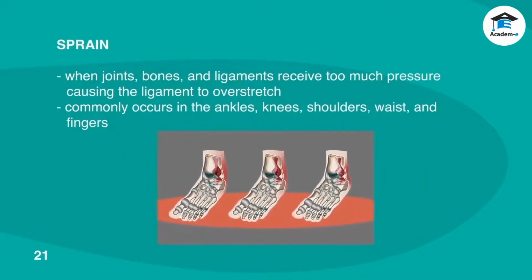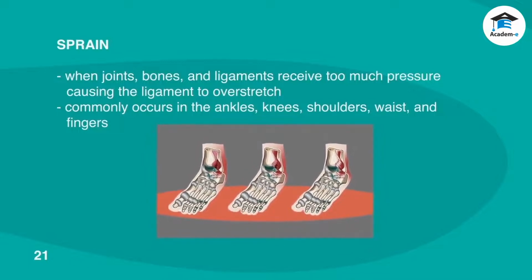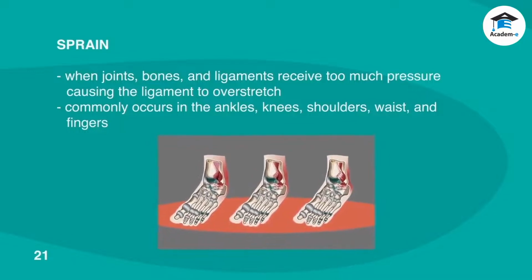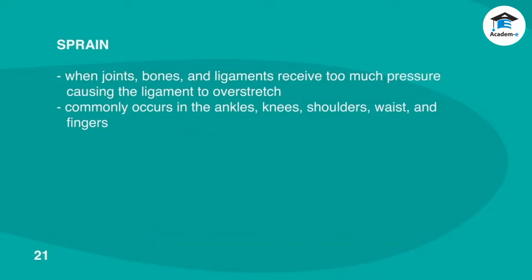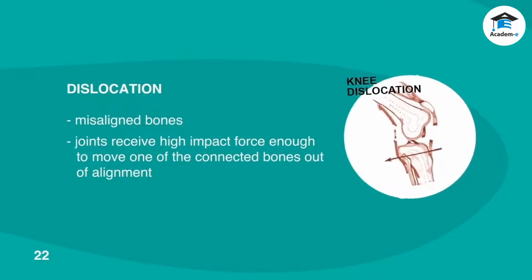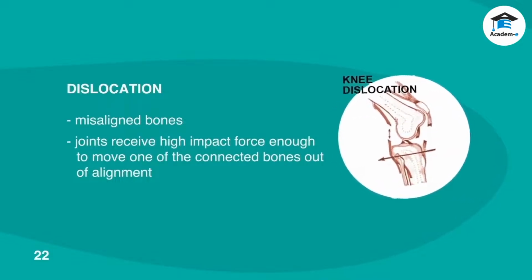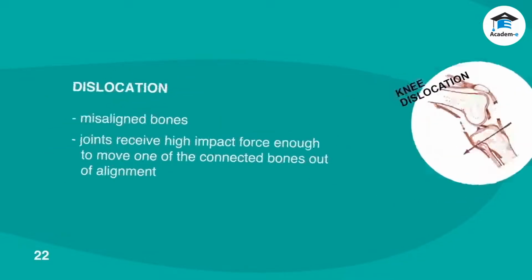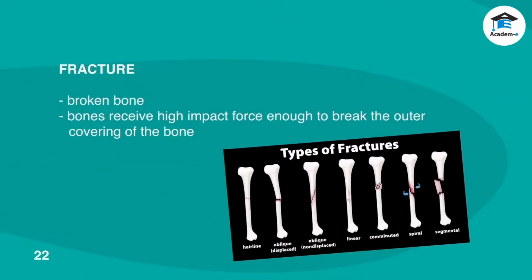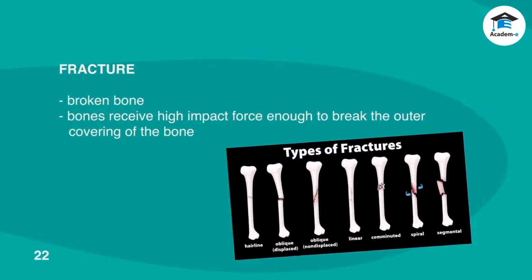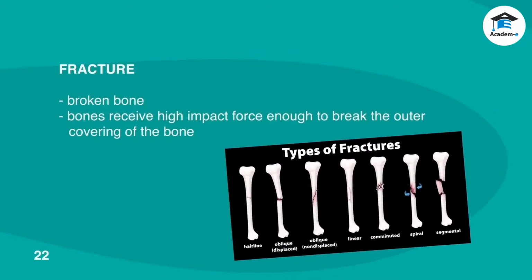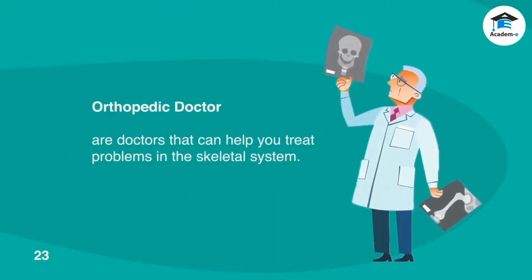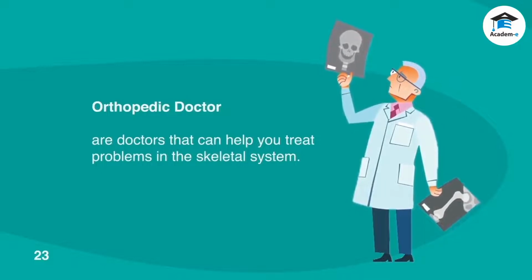A sprain occurs when joints, bones, and ligaments receive too much pressure, causing the ligament to overstretch. It commonly occurs in the ankles, knees, shoulders, waist, and fingers. Dislocation is misaligned bones. It may happen when joints receive high impact force enough to move one of the connected bones out of alignment. Fracture is a broken bone. It may happen when bones receive high impact force enough to break the outer covering of the bone. Orthopedic doctors can help you treat problems in the skeletal system.